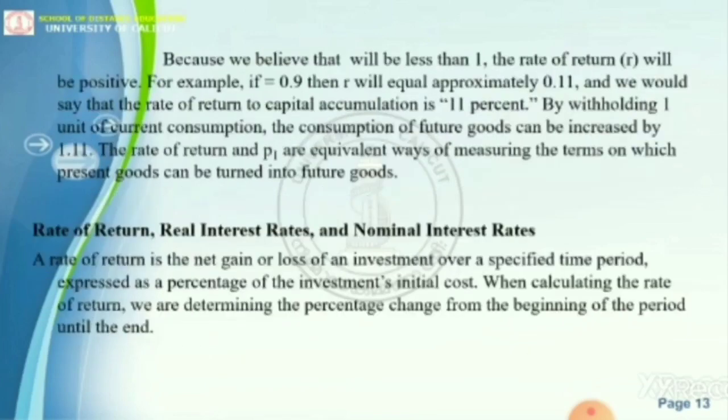Because we believe that P1 will be less than 1, the rate of return R will be positive. For example, if P1 is 0.9, then R will be approximately 0.11, and we would say that the rate of return to capital accumulation is 11%. By withholding 1 unit of current consumption, the consumption of future goods can be increased by 1.11. The rate of return and P1 are equivalent ways of measuring the terms on which present goods can be turned into future goods.